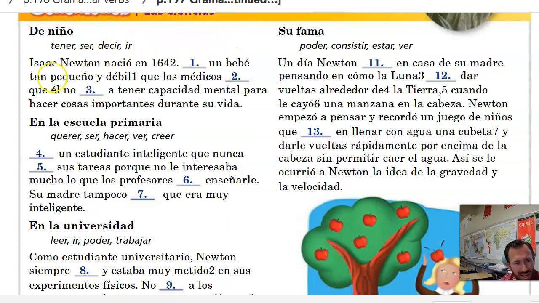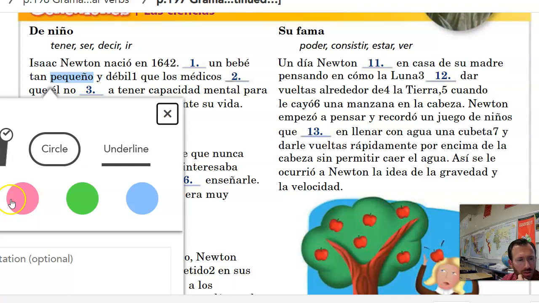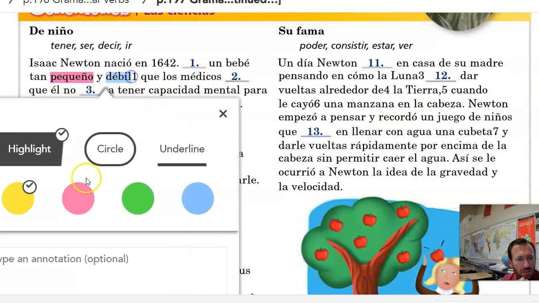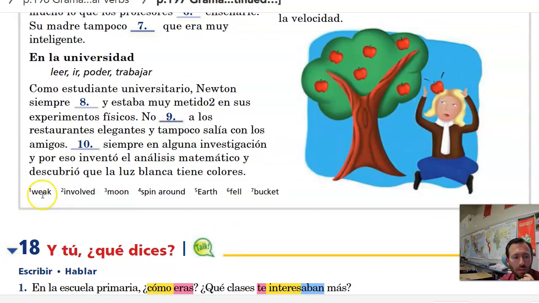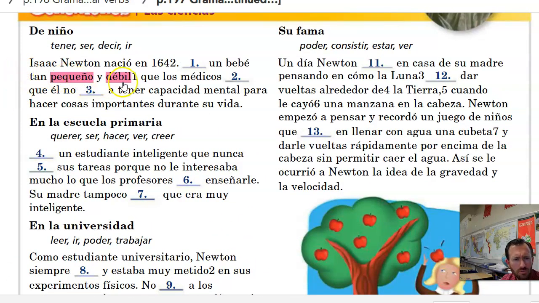Blank un bebé tan pequeño y débil. Pequeño means small. We saw that in the previous exercise. Débil is in the footnote. Débil means weak. So these are adjectives describing what Isaac Newton was like as a baby. We're going to use ser for number 1. Remember, ser used with adjectives. And since we're talking about Isaac Newton in the third person, if you look back on page 196, the third person singular of ser would be era.